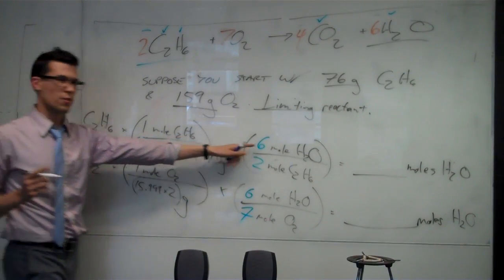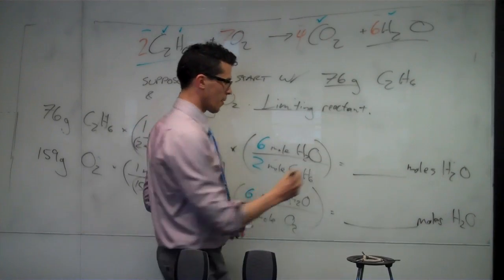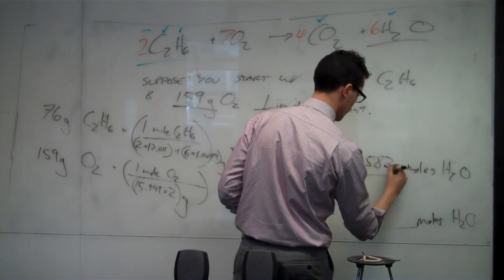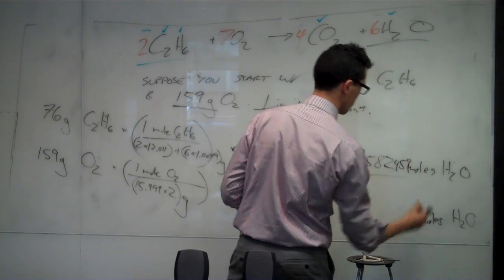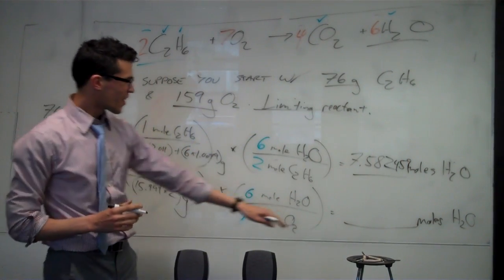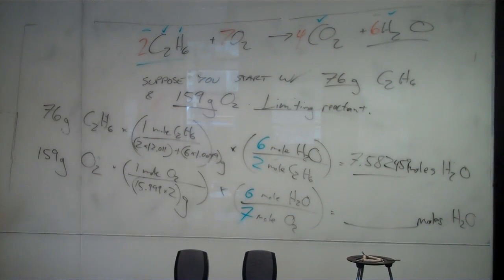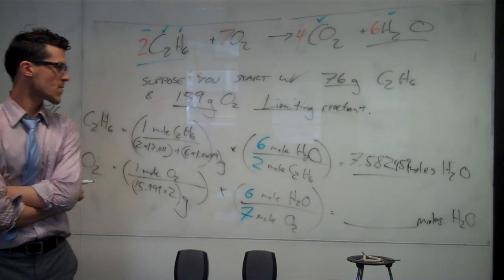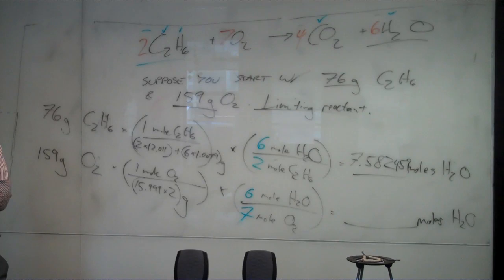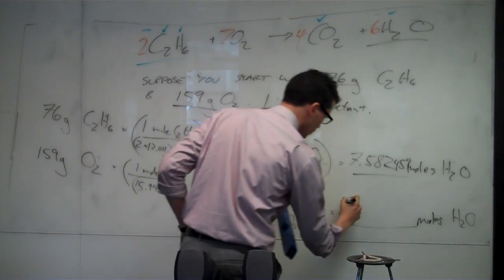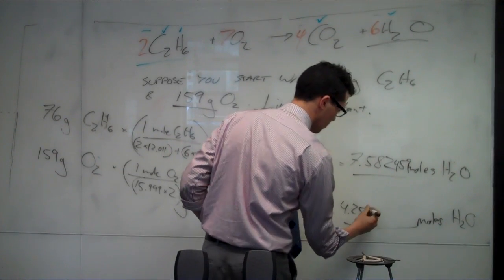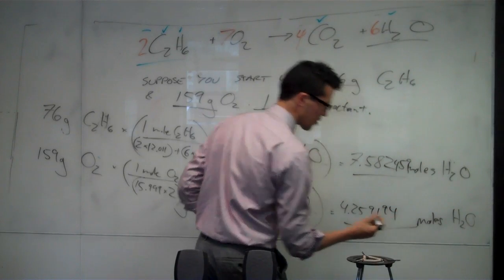So Andrew, I heard you get an answer for the top. What was that? 7.582459. Okay, I'll just leave it right there. That's fine. What's the bottom one? Does anybody know what that one is? I got 4.259194. Let's just leave it right there.